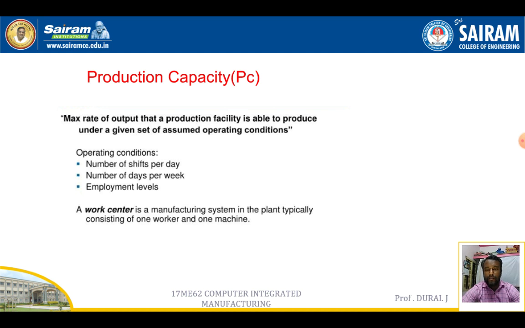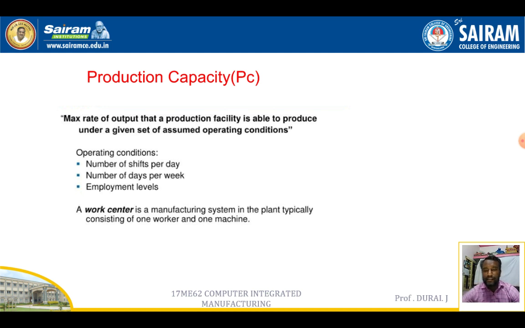Per week, how much quantity of the component has to be produced in the particular plant. So production capacity is also measured as plant capacity. Here the operating conditions are the number of shifts per day, number of days per week, and employment level. With the help of these, the production capacity can be changed. Suppose demand is higher, we can increase the shifts, increase the working days per week, and also increase the number of laborers. According to that, the production capacity may increase or decrease.